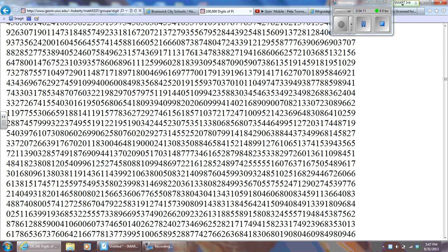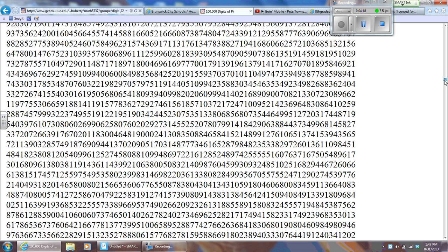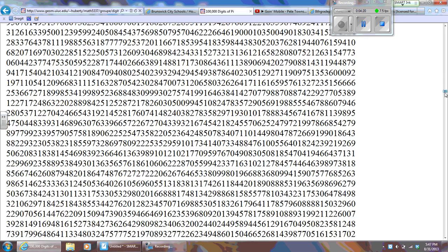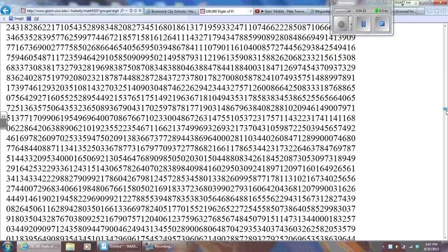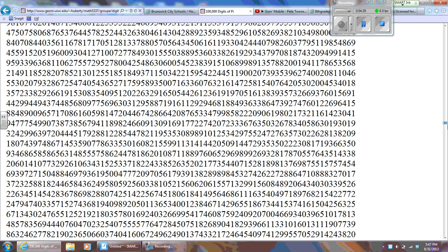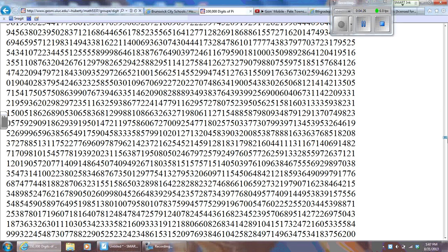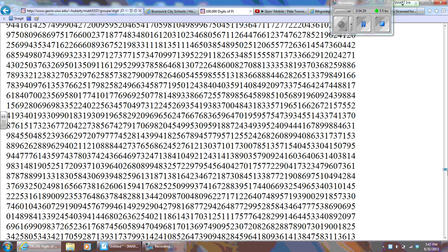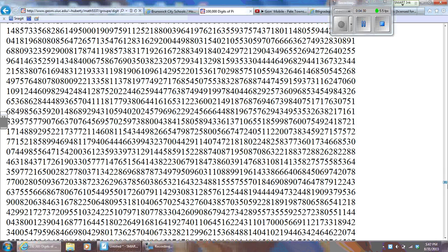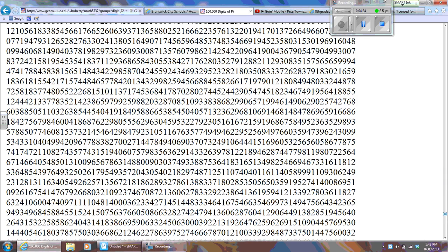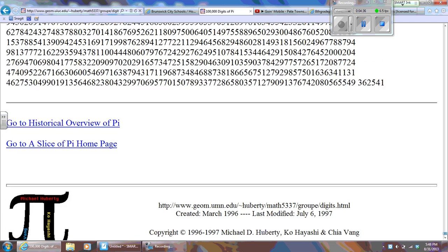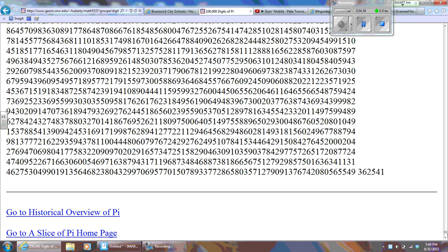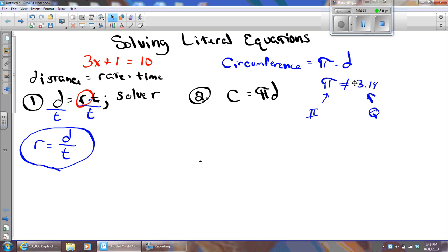Okay, if I just keep going, look at that. Now you're not even looking at 1% of pi, because pi goes forever and ever. It's not even a half a percent. It's not a tenth of a percent. It just goes and goes and goes. All right, so pi is not the same as 3.14. That's just an estimation of it.